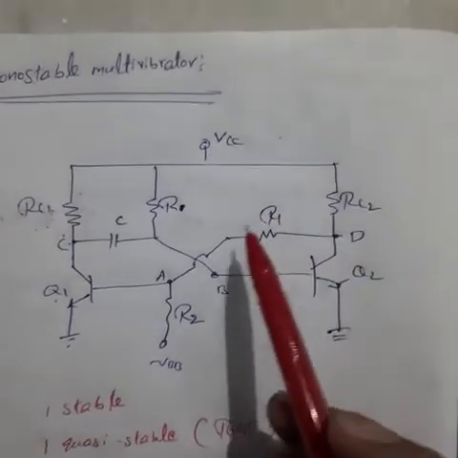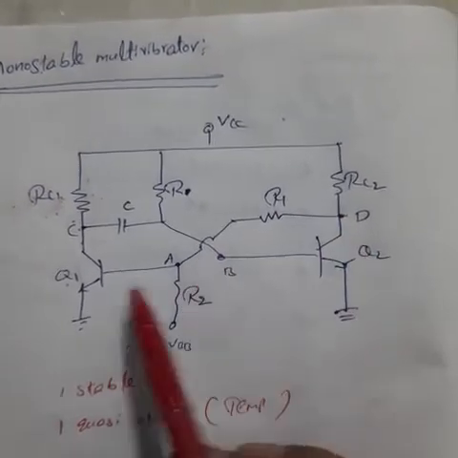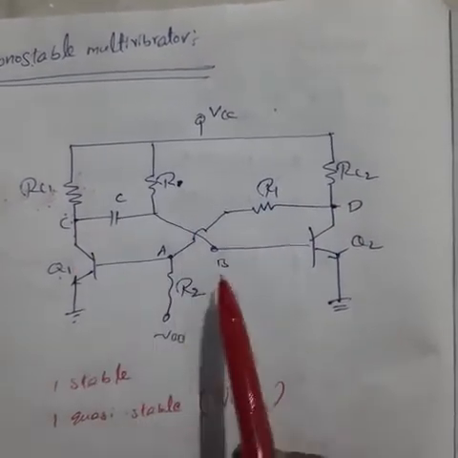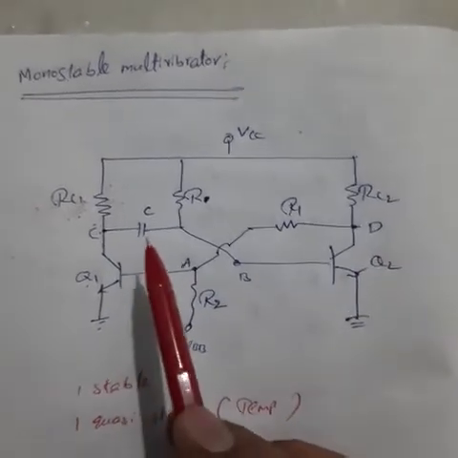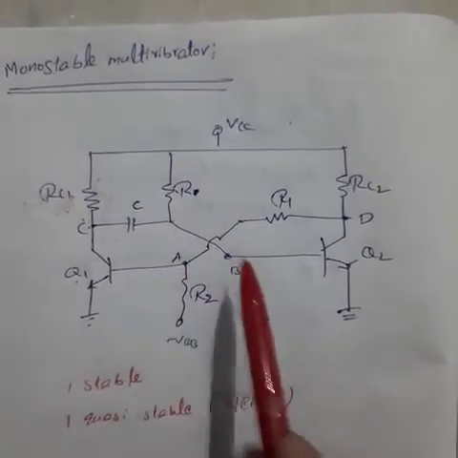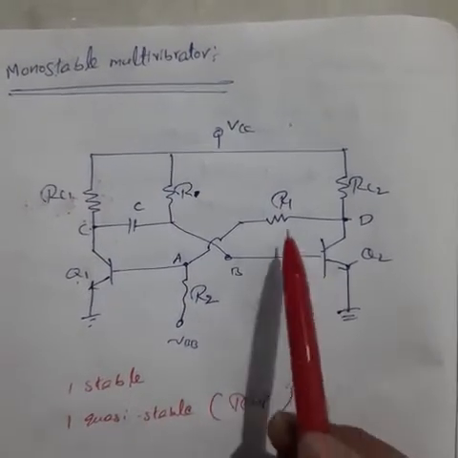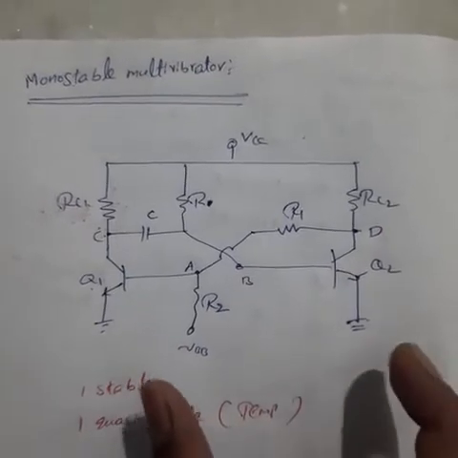This is the circuit diagram. This is similar to the bistable multivibrator. One transistor output is connected to the input of another transistor. But in the case of the bistable multivibrator, here we have resistance R1. There is no resistor here, and here we also get another resistor R2. Okay, this is the design of the monostable multivibrator.